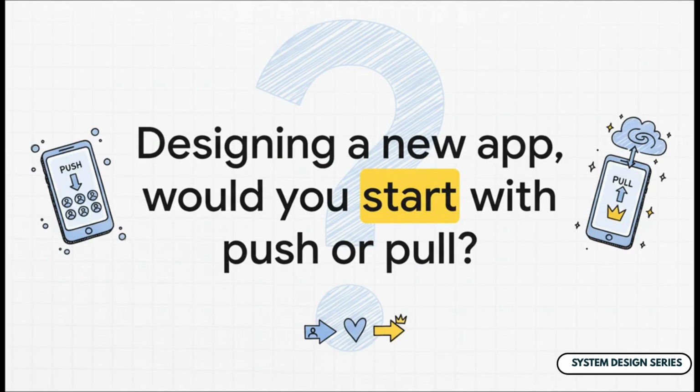And that kind of leads to one final question I want to leave you with. If you were building a brand new app from the ground up with zero users, which model would you start with? Would you optimize for fast writes from day one, assuming you don't have any celebrities yet? Or would you try to build for massive scale right from the beginning? The answer tells you a lot about your philosophy on building things.